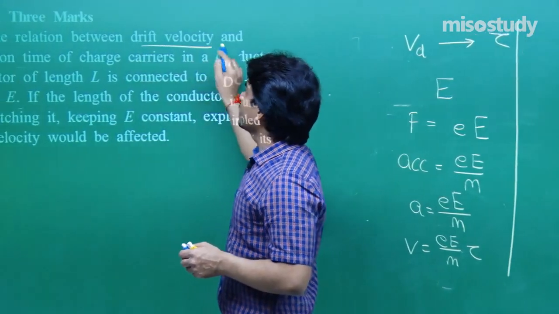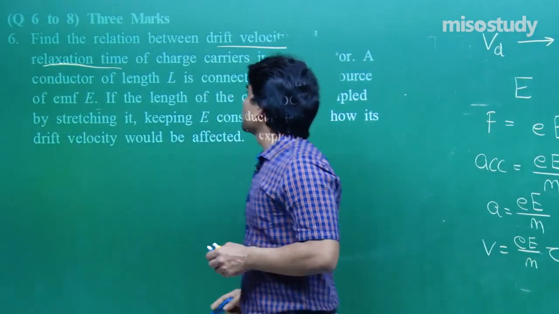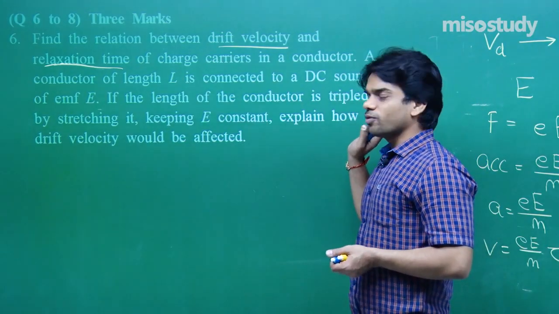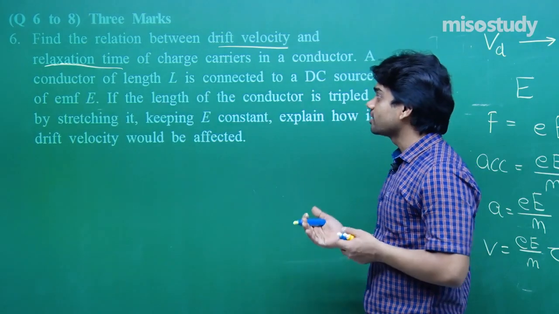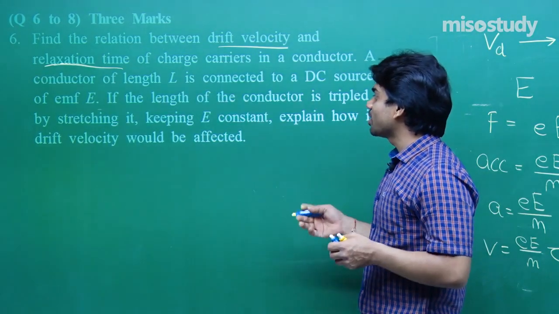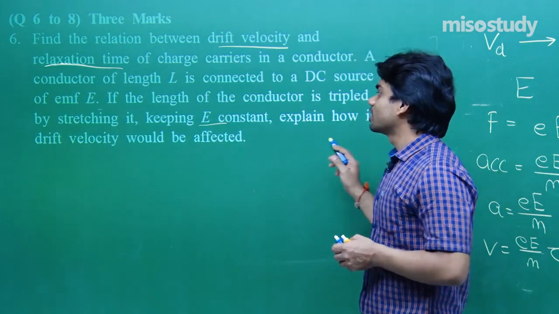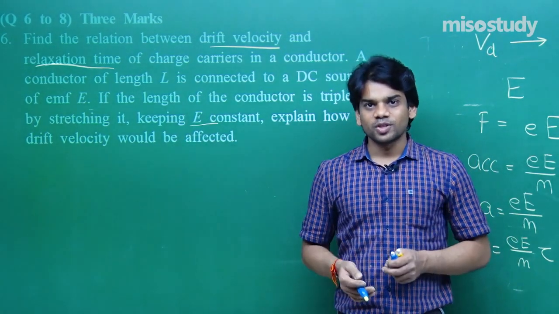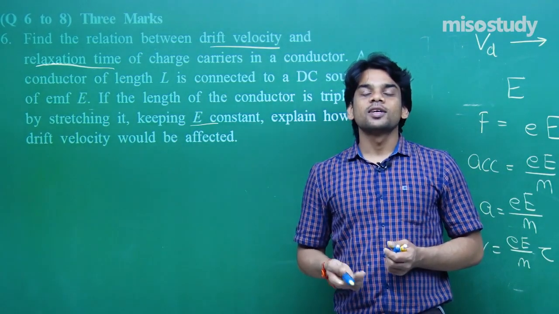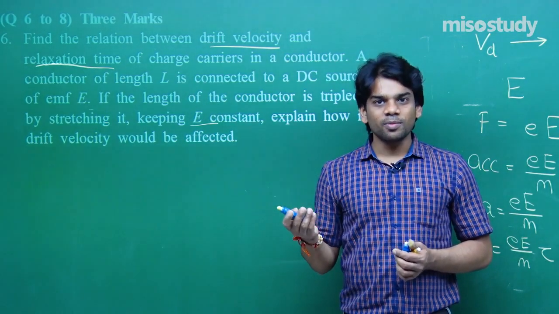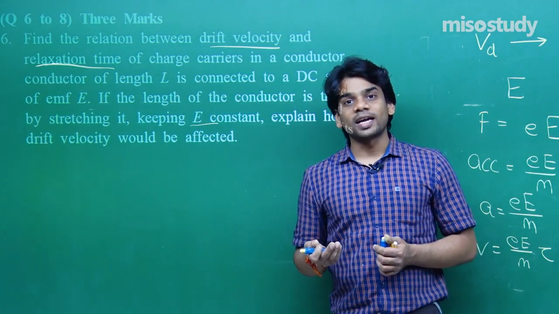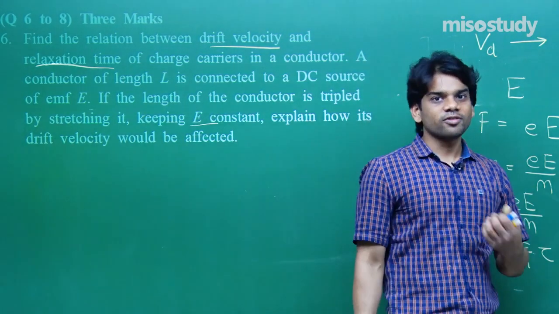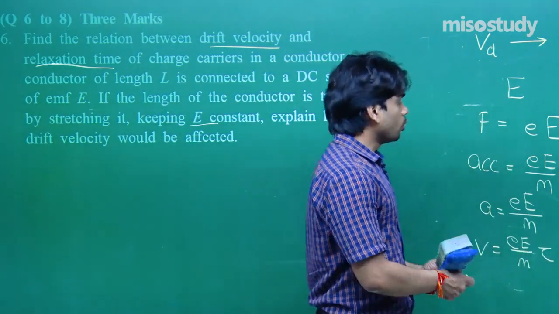Find the relation between drift velocity and relaxation time that we have just now done here, of charge carriers in a conductor. A conductor of length L is connected to a DC source of EMF E. So EMF voltage is given, that is E. The length of conductor is tripled by stretching it, keeping E constant. Explain how its drift velocity would be affected. Just now we have done, drift velocity gets reduced by a factor 3. And why is it so? Because potential difference remains same, but length is increased. We all know that there will be variation in electric field, and from there, just now in the last question, we have done that why drift velocity is reduced by a factor 3. So I am moving further ahead.